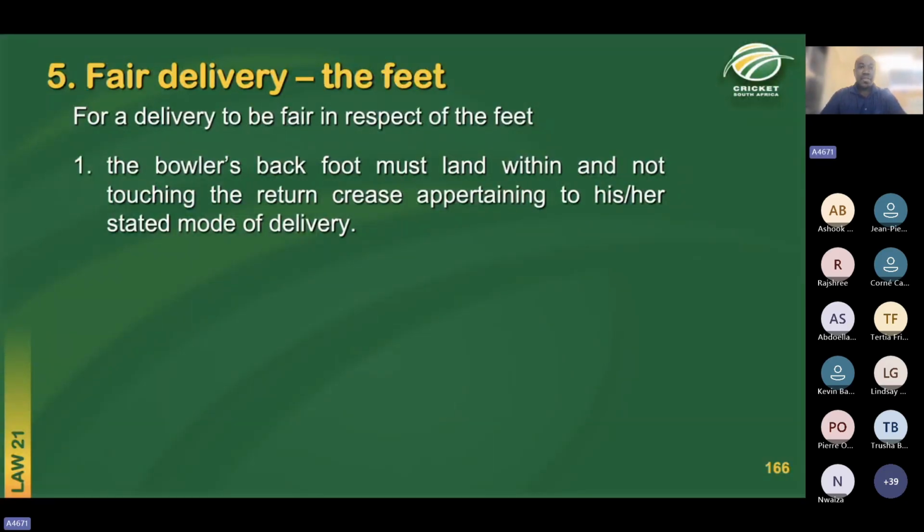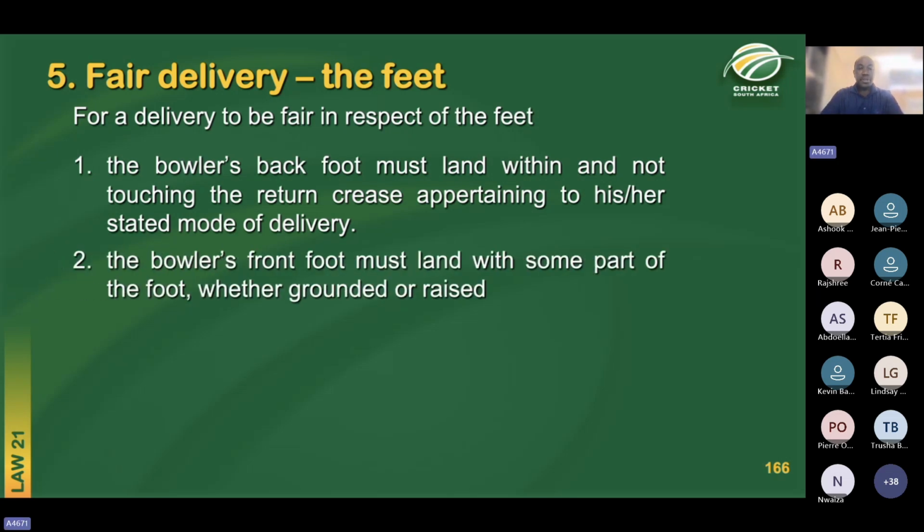Law tells us that for a delivery to be fair in respect of the feet, the bowler's back foot must land within and not touching the return crease. Within and not touching. Very important. The back foot of the bowler must not touch the return crease, and it must be wholly inside the return crease on the side of the crease that they have told us they're going to bowl.